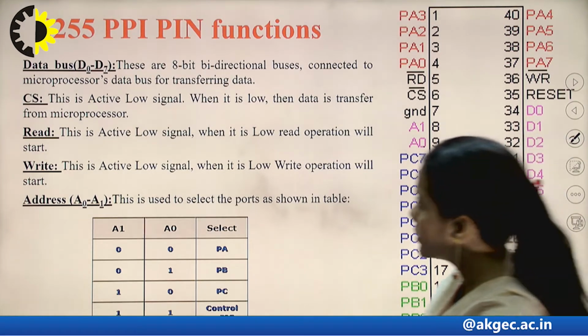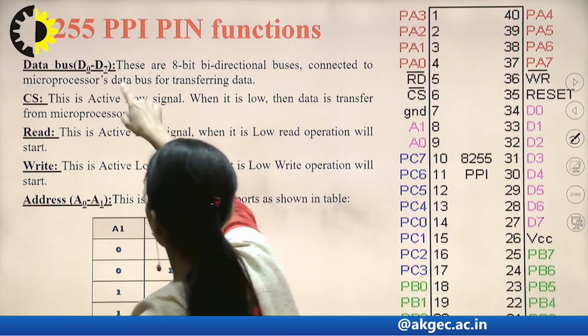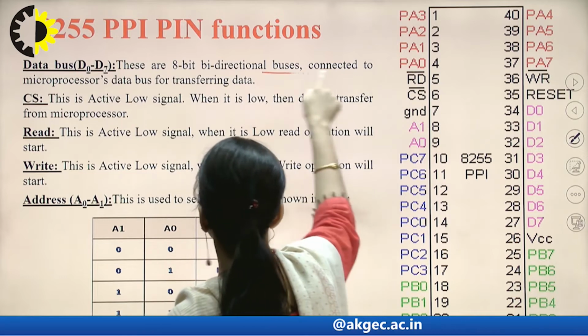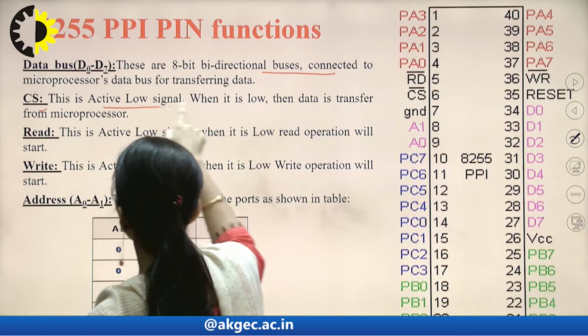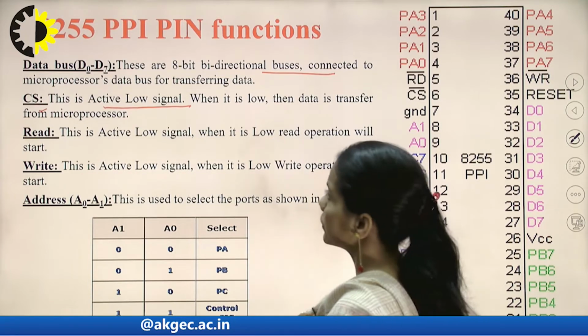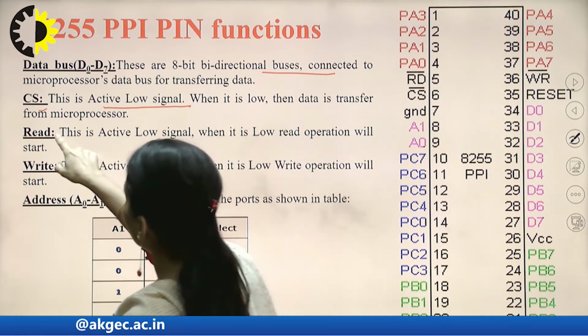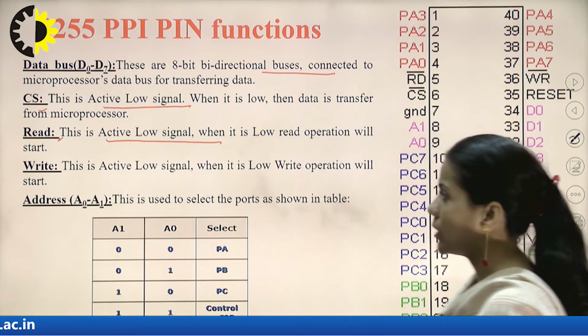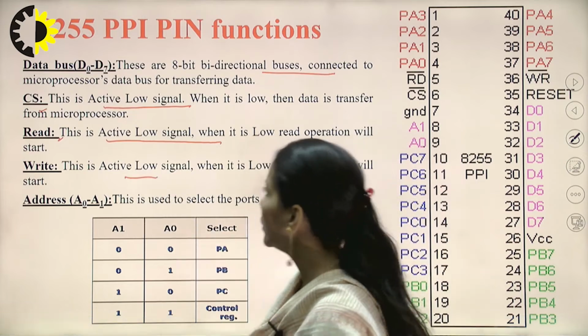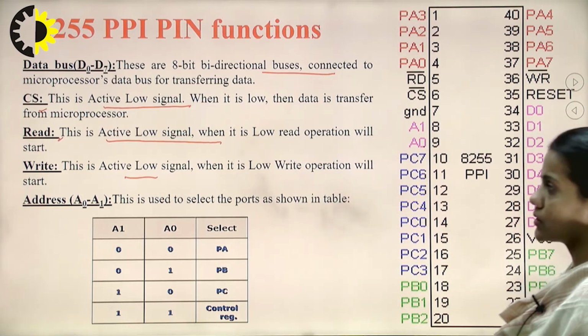I have already discussed that the data bus is an 8-bit bidirectional bus for transferring the data. Chip select is an active low signal. When it is low, the data is transferred from the microprocessor. Read is an active low signal. When it is low, the read operation will start. Write is again active low, and when it is low, the write operation will start.